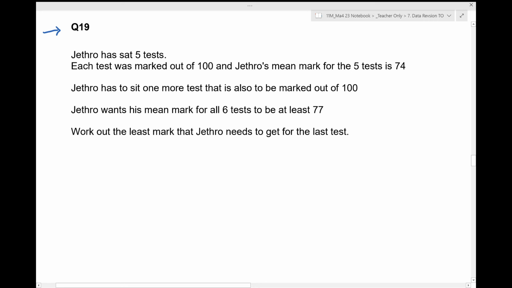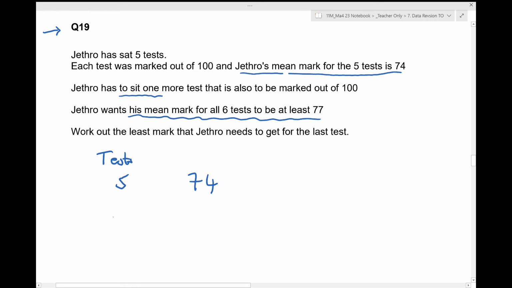Question 19. Jethro has sat 5 tests. Jethro's mean mark for the 5 tests is 74. He has to sit one more test, and he wants his mean mark for all 6 tests to be at least 77. Work out the least mark that Jethro needs for his last test.